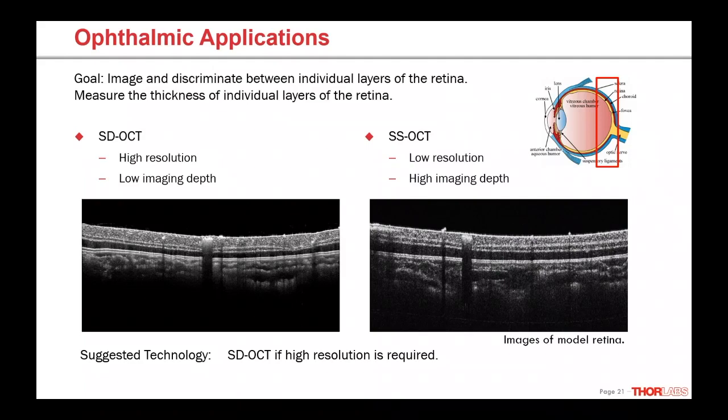But swept source OCT can have its advantages in this application, especially if you're interested in acquiring 3D images that require you to acquire the data really fast, because the eye is constantly moving, so you want to acquire data fast. In that case, swept source can be the suggested technology just because it can acquire data faster.